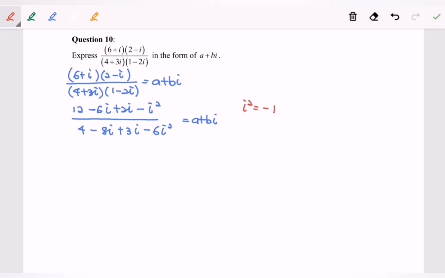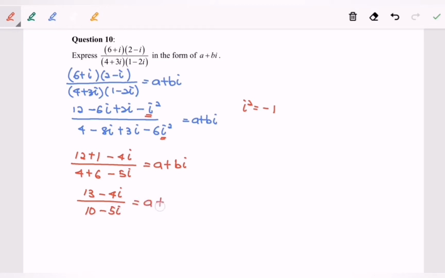So now I'm going to substitute the value into the equation and we will have 12 plus 1 minus 4i over 4. After we substitute, we have a positive 6 minus 5i equals to a + bi. So we can still simplify the left hand side and we will have 13 minus 4i over 10 minus 5i equals to a + bi.